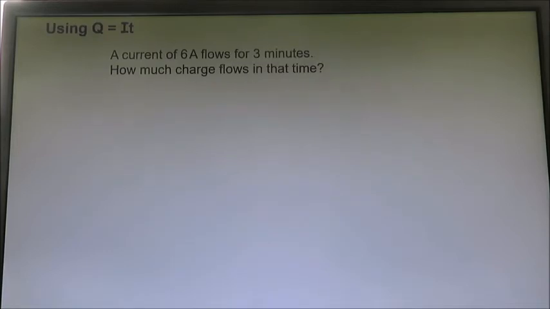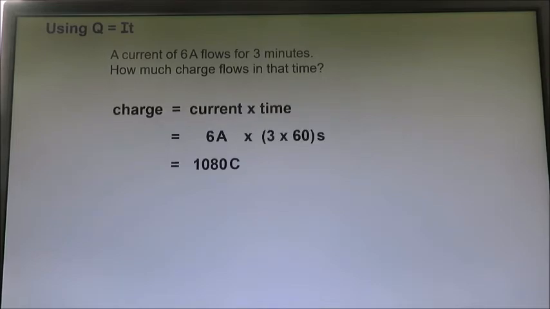Now, just as one to work through, you've got a little question here that says a current of 6 amps flows for 3 minutes. How much charge flows in that time? So we're looking for Q. That means we need to do current multiplied by time. The one thing you need to remember is that time has to be in seconds. At the moment, it's in minutes. So the first thing I need to do is change it into seconds. My time in seconds is 3 minutes multiplied by 60, because there's 60 seconds per minute. And then I multiply that by 6. That will give me an answer of 1,080 coulombs, which is what that big C is for.